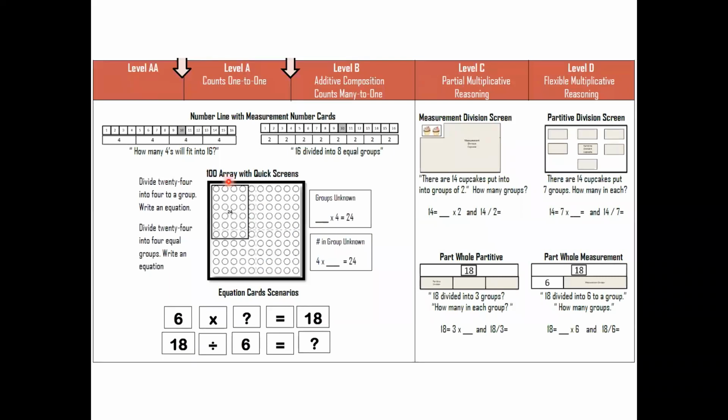Now, with students at level A or B, the interesting thing is, and you'll see it in a second when we get to the lesson plan, these are all things that you'd be doing with them at level D in multiplication equal groups. So if they're level A or B, you actually are not working on division with them. You're going back and working on multiplication with them.